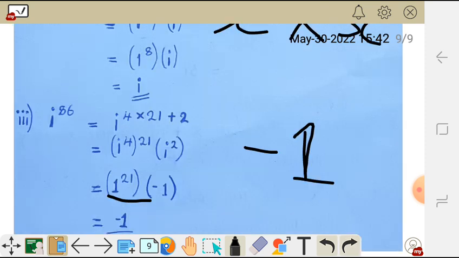So that's how to simplify i raised to any power.